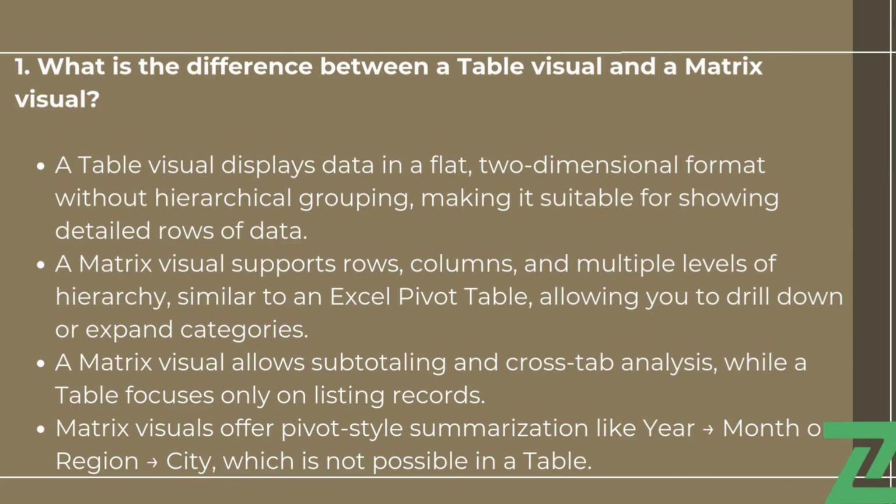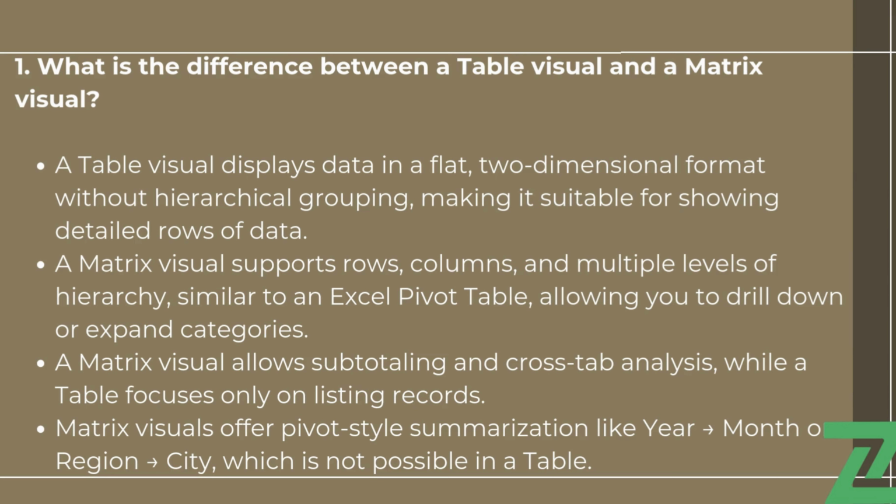First question: what is the difference between a table visual and a matrix visual? A table visual displays data in a flat, two-dimensional format without hierarchical grouping, making it suitable for showing detailed rows of data. A matrix visual supports rows, columns, and multiple levels of hierarchy, similar to an Excel pivot table, allowing you to drill down or expand categories.